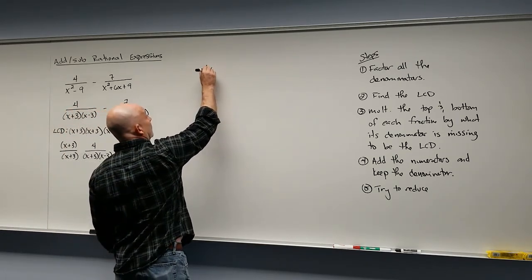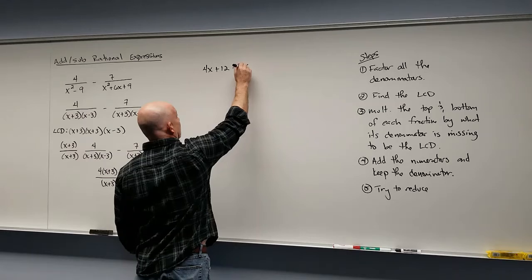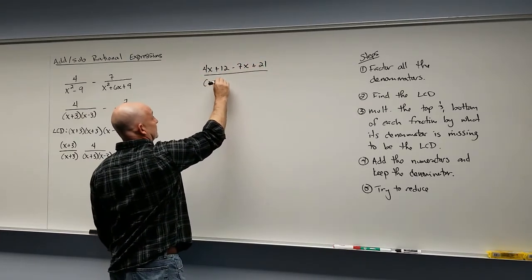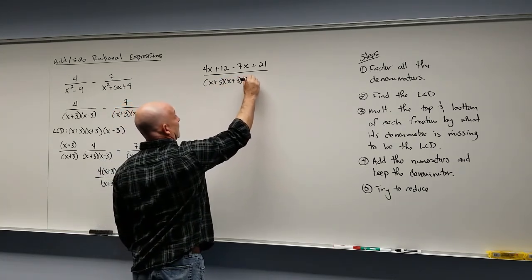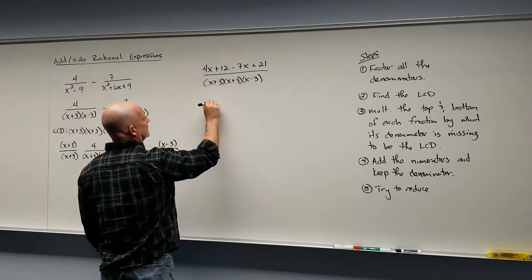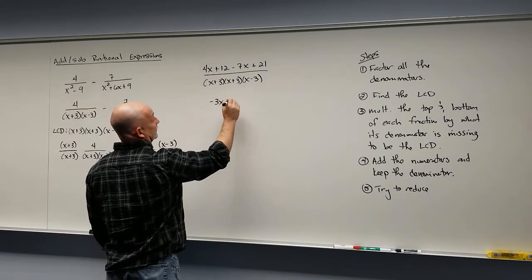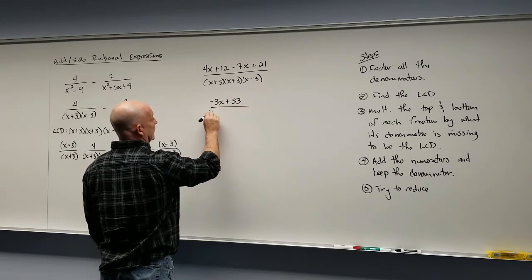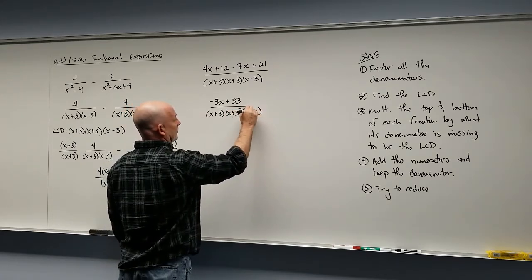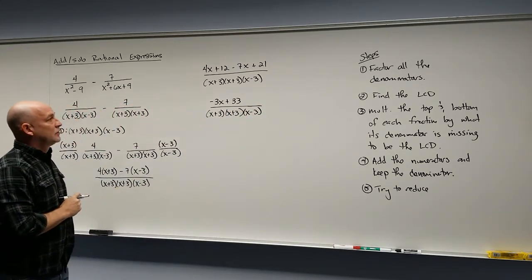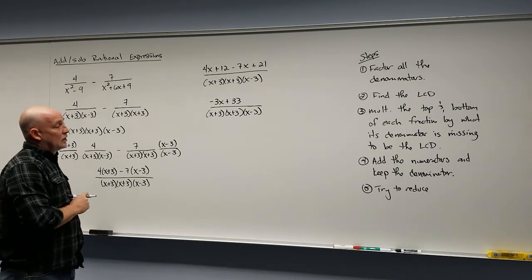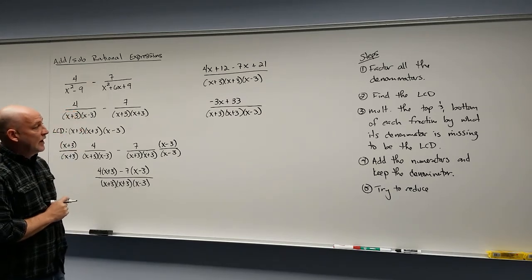So that's going to give me 4x plus 12 minus 7x plus 21 all over x plus 3, x plus 3, x minus 3. Combining like terms, what are we going to end up with? That's negative 3x plus 33 over x plus 3, x plus 3, x minus 3, or x plus 3, x minus 3, x plus 3. Again, it doesn't matter what order those show up in. All right, so since we're done combining like terms in the numerator, we are done adding these fractions. So the last thing we want to do is see if we can factor and reduce.